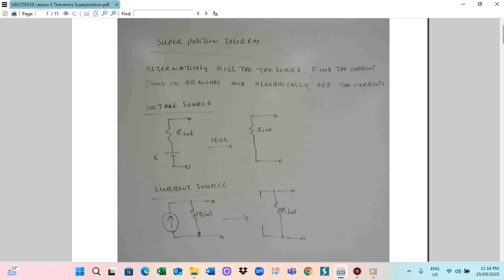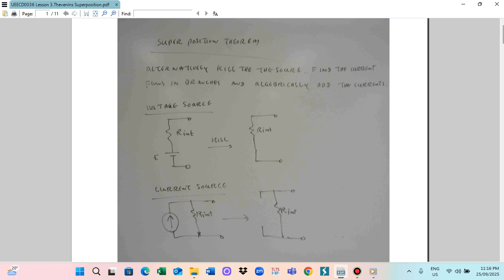So the voltage source we can draw like this. This is the internal resistance, and this is the voltage E. So this is the scaled source. Scaling means that we short circuit the voltage source. This is how we scale a voltage source.